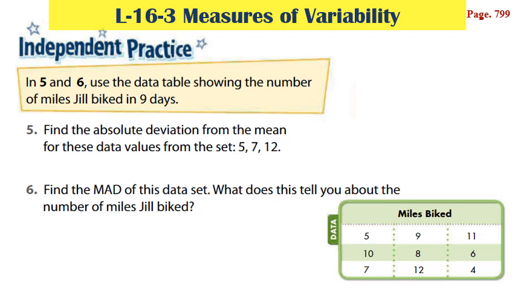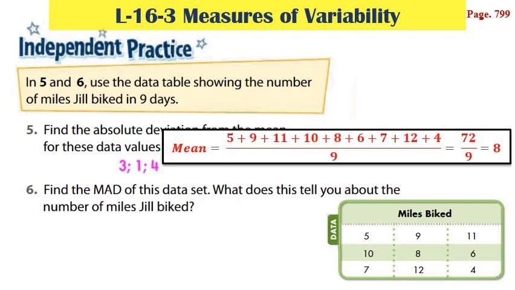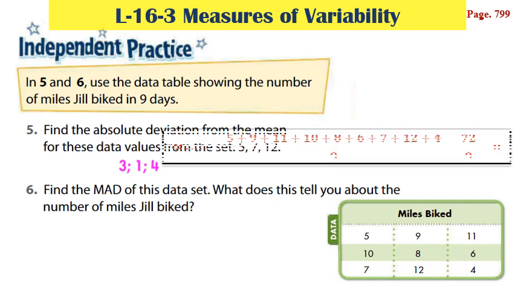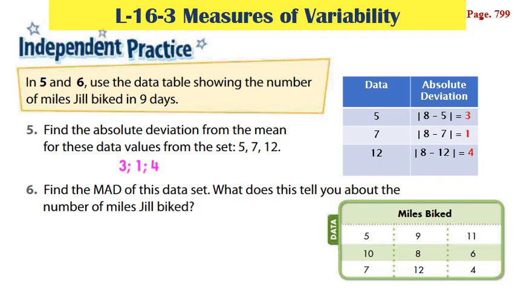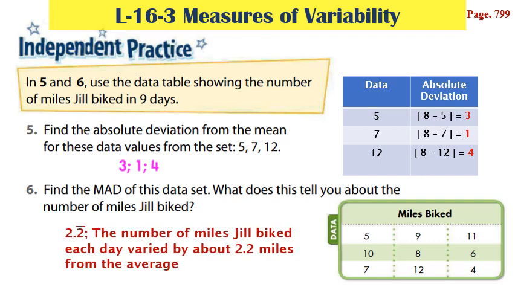Okay, time's up. Stop writing. Tell me the answer of number 5 now. Find the absolute deviation from the mean for these data values from the set, 5, 7 and 12. Very good. 3, 1 and 4. Okay, answer of question number 6, find the MAD of this data set. What does this tell you about the number of miles Jill biked? Excellent. 2.2, which means the number of miles Jill biked each day varied by about 2.2 miles from the average. Great job.